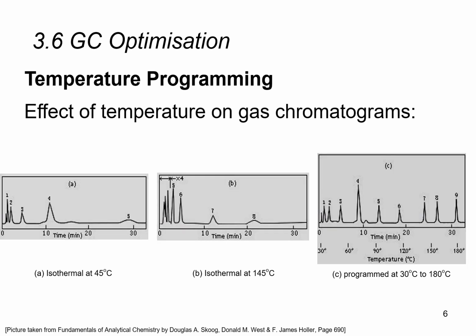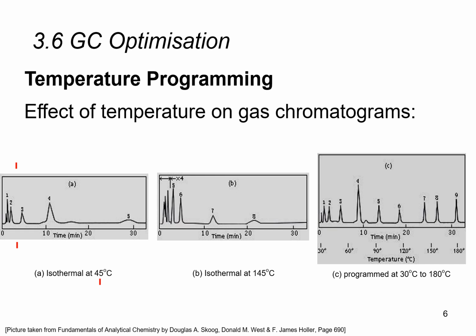Now, we have 3 chromatograms here, and these chromatograms will illustrate how temperature programming works. If we look at the chromatogram on the left, we can see that it is run at a fixed temperature of 45 degrees C. So this is actually a very low temperature. So what we see on the left-hand side of the chromatogram is that the peaks are reasonably well resolved.